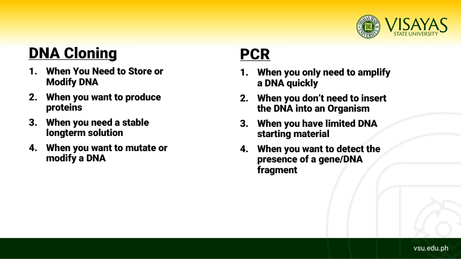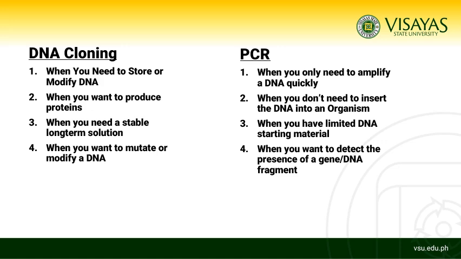Second is when you don't need to insert the DNA into an organism. So if your goal is to simply get more copies of the DNA for analysis, then PCR is much faster and more efficient than DNA cloning because it doesn't involve working with cells or other vectors. Third is when you have limited DNA starting material.